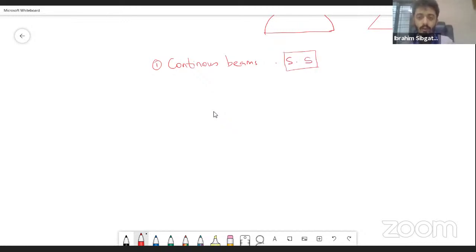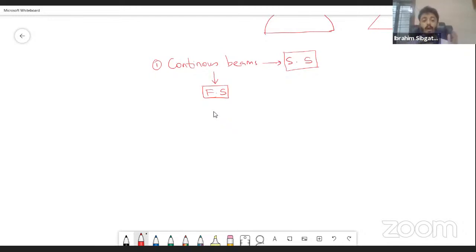So we call this a simply supported continuous beam. Then there is one more type of beam which has fixed supports. So we will call this a continuous beam with fixed supports. This is a continuous beam with simple supports, and this is a continuous beam with fixed supports.